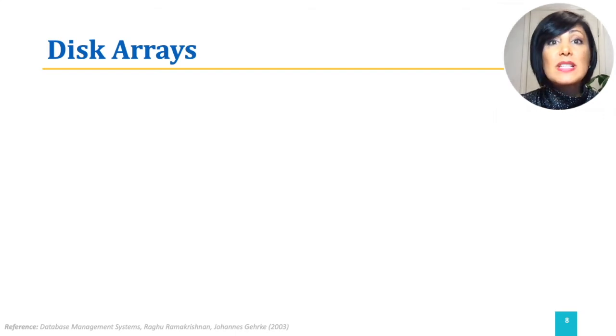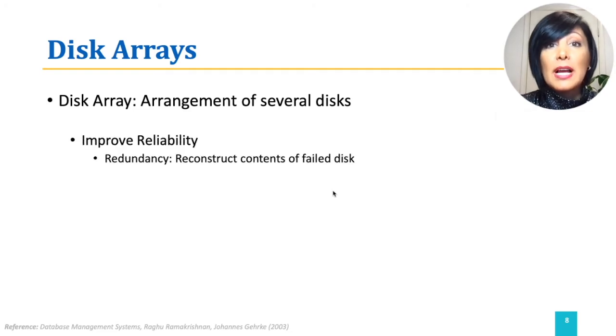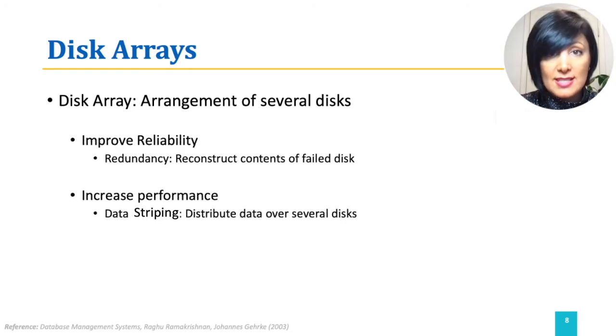Replication could increase performance and reliability of disk storage. A disk array is an arrangement of several disks. It can help achieve higher performance through data striping and improve reliability through redundancy. Data striping is distributing data over several disks. Through distribution, it can create an impression of a large, fast disk.